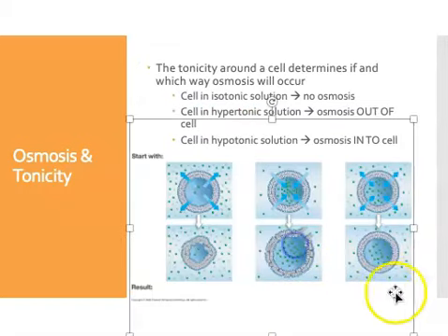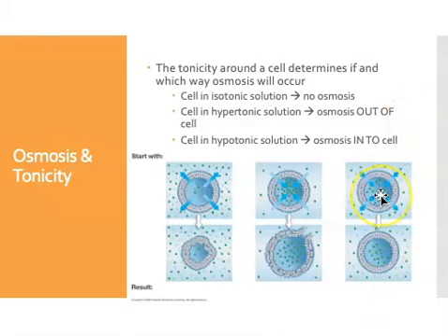Let's go back to this diagram that we looked at a couple of minutes ago, where we saw this drawing of these cells in different situations of tonicity. The tonicity of the solution around a cell is going to determine which way osmosis will occur. Remember, osmosis is occurring in a particular direction in order to dilute out the side where there are more molecules.